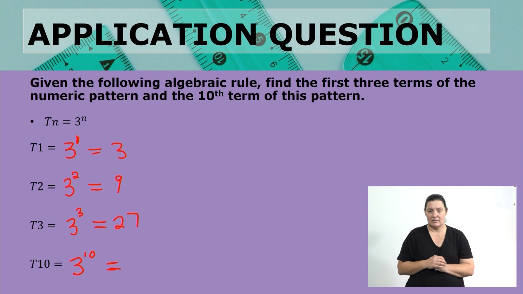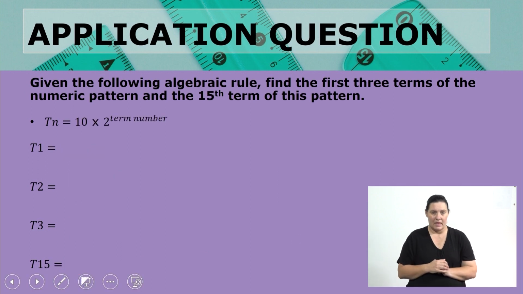And what is 3 exponent 10? Our answer there is going to be 59,049. And that is going to be the answer for the 10th term. Let's move on to the next one.